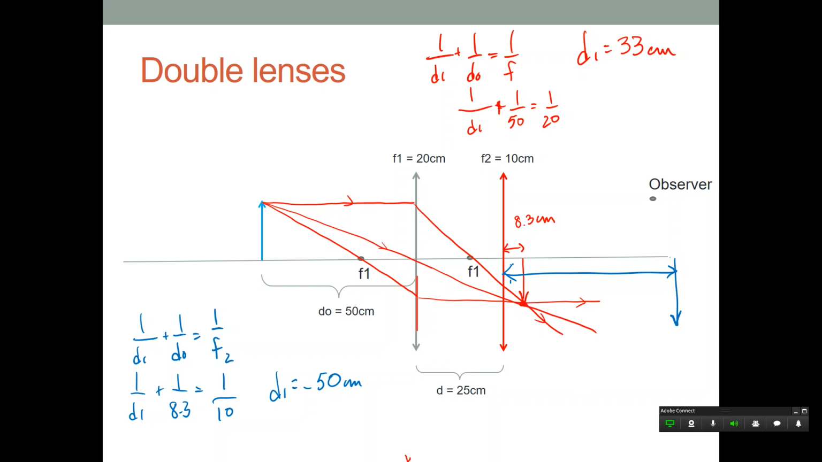Yeah. It'll be smaller and inverted. It'll be smaller than this, and it'll be right side up again. Yes. Yeah. In both cases, the observer will be able to see it. And I'm going to show you guys how that works exactly. So please take out PowerPoint number 12.